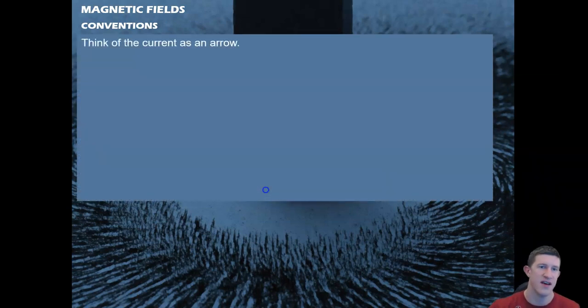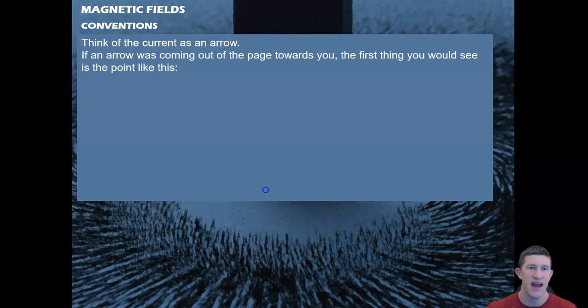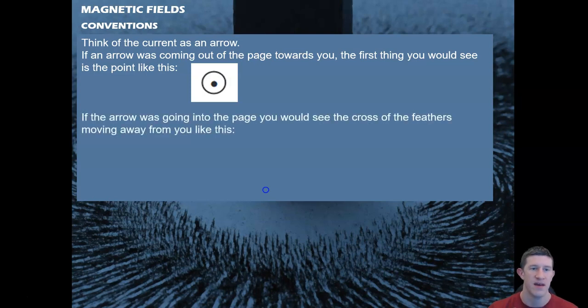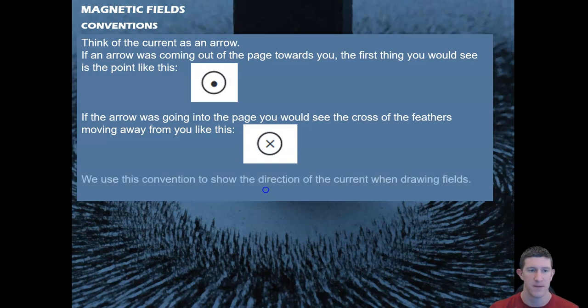Some basic conventions. Think of current as an arrow. If an arrow was coming out of the page towards you, the first thing you would see is the pointed tip of it. So it would look a bit like this. You'd see like the small hole coming through the paper. If, however, the arrow was going into the page, you would see the back of the arrow. You would see the feathers as they're moving away from you. So it might look something like this in a bird's eye view. We use this convention to note and show the direction of the current when we draw fields. So the circle with the dot is coming out of the page, and the circle with the cross is going into the page.